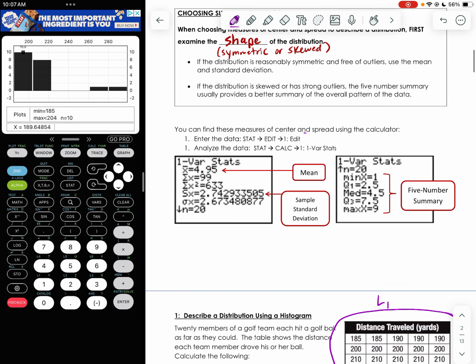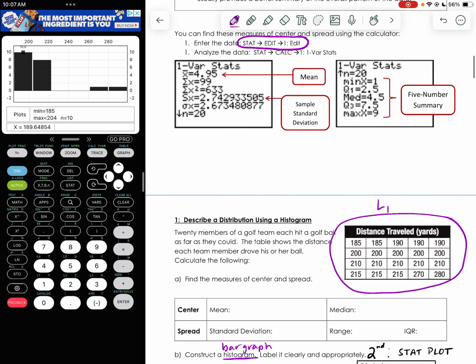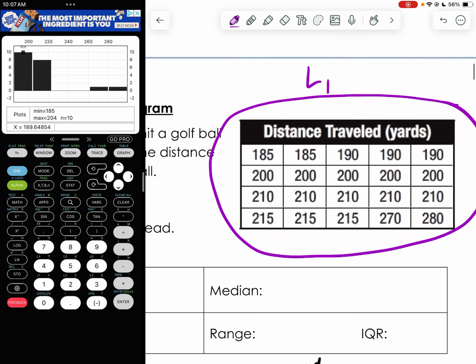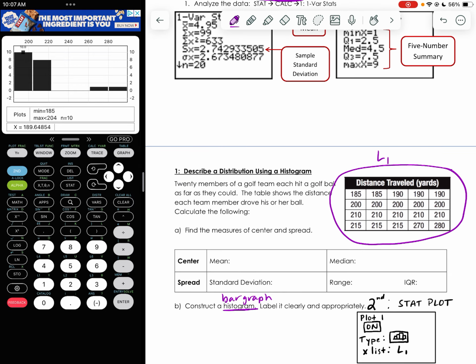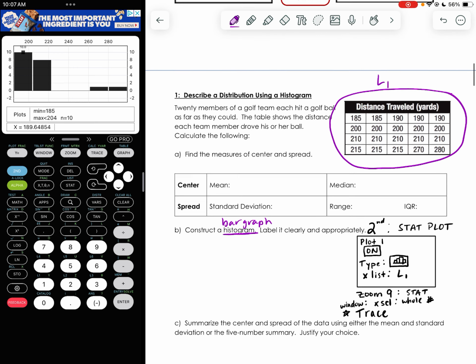So remember, that is stat, edit, and then where it's L1, you're going to enter all of this data. If you don't have that saved from yesterday, pause me, enter all that in right now. Okay, so you should have all that entered, and this is what we did yesterday.